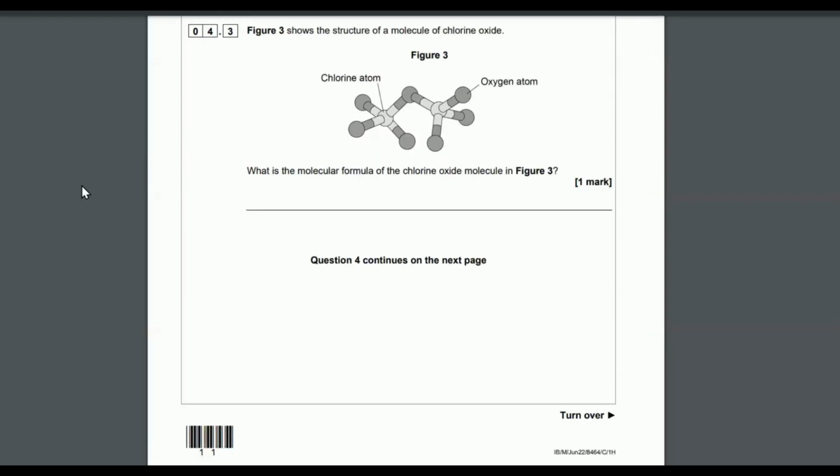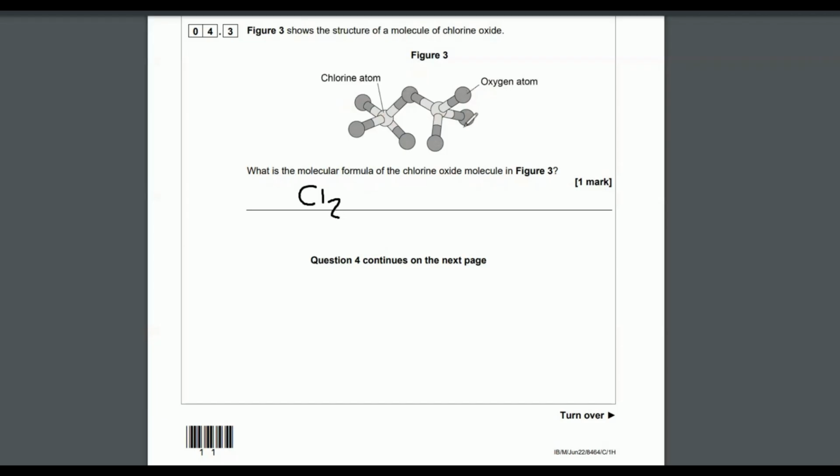Right, let's go down to 4.3. Figure 3 shows the structure of a molecule of chlorine oxide. So we have a chlorine atom here and we have an oxygen atom here. What is the molecular formula of the chlorine oxide molecule in figure 3? So how many chlorine atoms are there? And hopefully you can see there are 2. So I would go with Cl2.